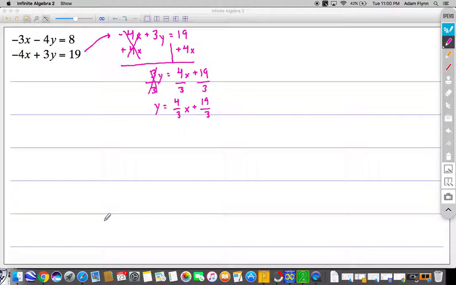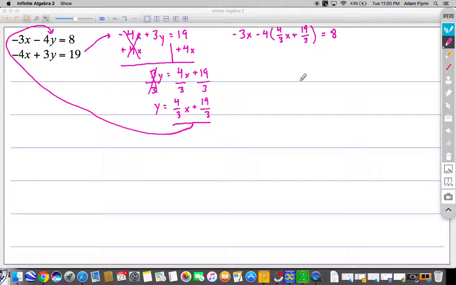So now that we solve for y in the bottom equation, we'll take this 4 thirds x plus 19 thirds, and we will plug it in for y in the top equation. So when we do that, we get negative 3x minus 4. And instead of y, we've got 4 over 3x plus 19 over 3 equals 8. So the process doesn't change, we're just dealing with fractions now.